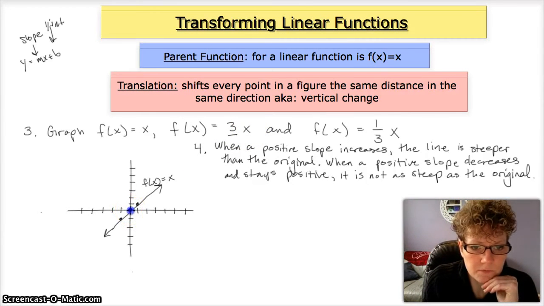It begins here, and then the slope is 3, so the rise is 3 and the run is 1. It's rise over run, so you'd go up 3, 1, 2, 3, and over 1.